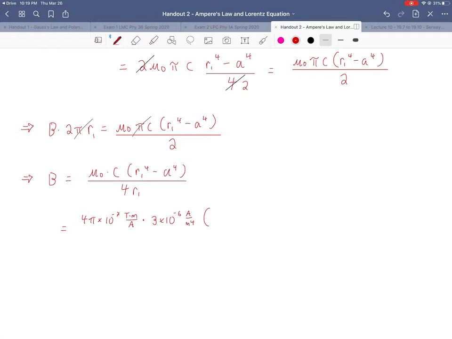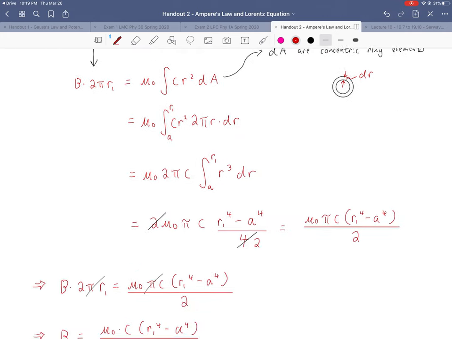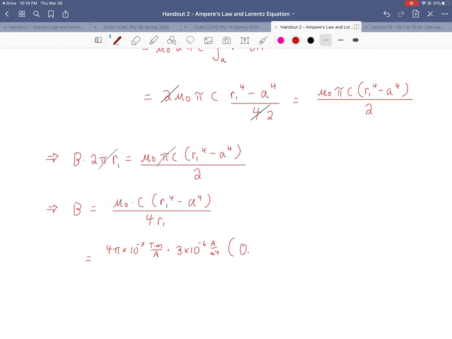And then times R1 to the fourth, so that is our 3 centimeters. That was all in centimeters, correct? Yep. All right, so I'll just write it like this then. 0.03 meters, and that's raised to the fourth power. And then minus that inner radius, which is just 2 centimeters, so 0.02 meters, also raised to the fourth power. Okay, and then we'll divide that whole thing by 4 times R1, which is not to the fourth power this time, but it's just going to be 3 centimeters.